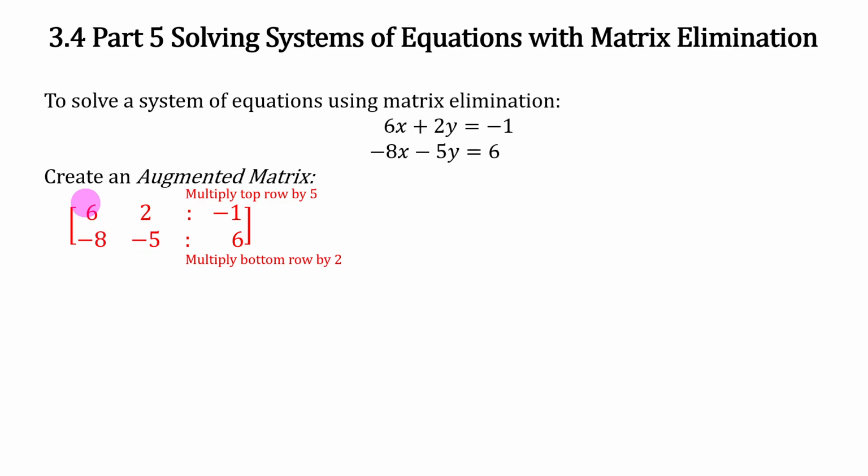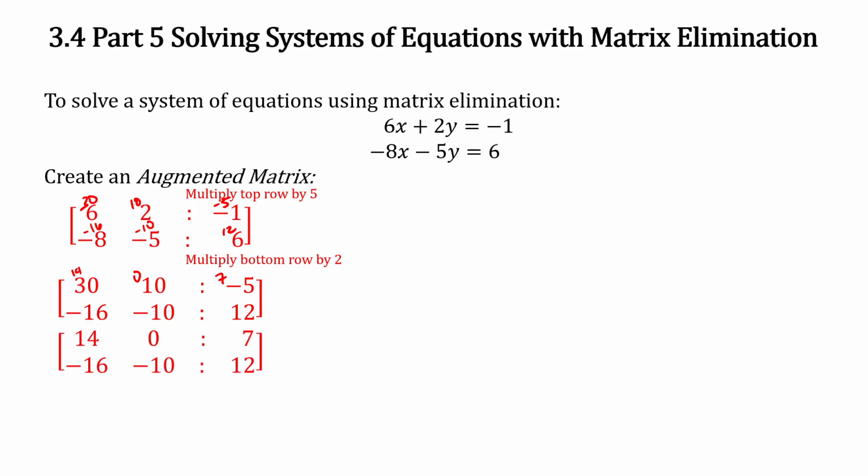So I should get 30, 10, and negative 5. And here I'll get negative 16, negative 10, and 12. So now I'm going to add them but not change the second row. So 30 minus 16, essentially 30 plus negative 16, is going to be 14. 10 plus negative 10 is 0. Negative 5 plus 12 is 7.